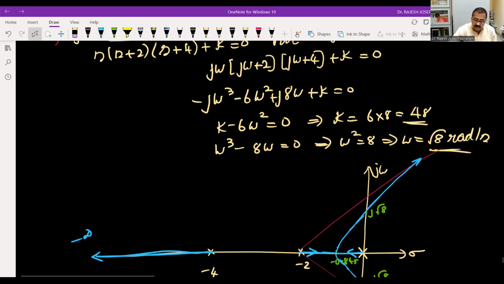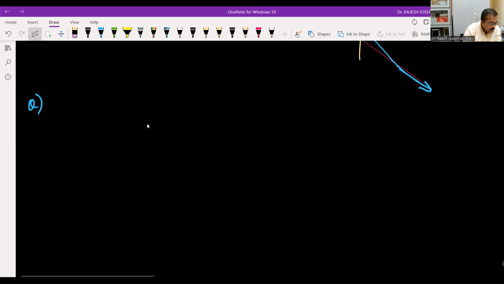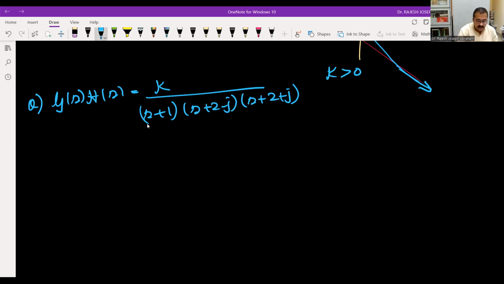Let us try another one. G(s)H(s) equals K divided by (s plus 1) into (s plus 2 minus j) into (s plus 2 plus j). Keep in mind, we are considering the cases where K is greater than 0. That is very important to know. If K is less than 0, all the rules will not be applicable in the same manner. There will be slight modification. We are considering only positive gain values.